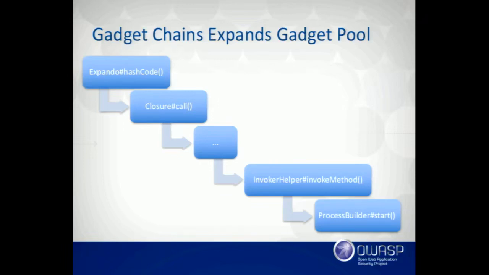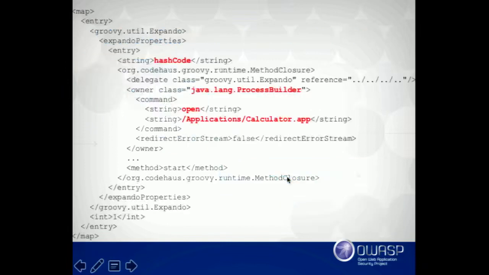At first, I figured out how to get a hash code invocation done on my object. And I kept paving new roads for myself, figuring out new ways to call other code. So I went from hash code to closure call to foo, to another place, and eventually I got to process builder start. So that was the CVE.